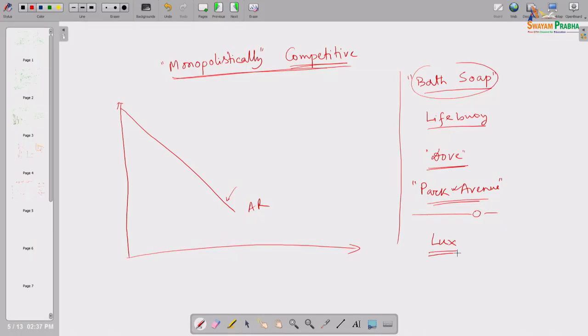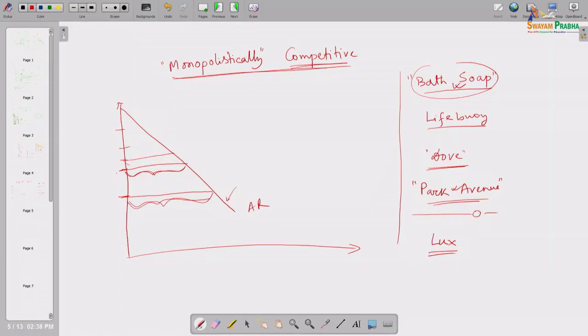Okay. So, what will happen? At this price level, earlier this much quantity demanded was there for the bath soap, right. At this price earlier, this much quantity demanded of that bath soap was there, and the entire quantity demanded was enjoyed by only Lifebuoy. Okay. This also was enjoyed by only Lifebuoy. Now, Lux enters into the market with their product Lux, okay. What will happen? At different alternative price levels, whatever we can think of, the quantity demanded in the market, right, that should be shared by these two producers, okay.